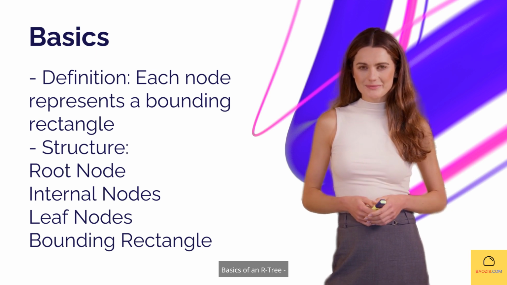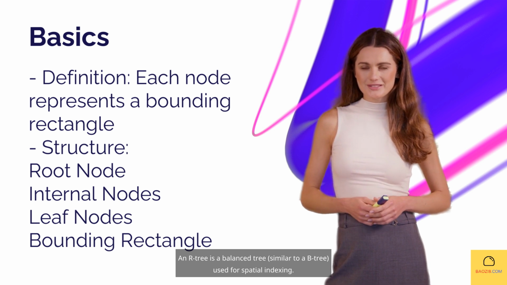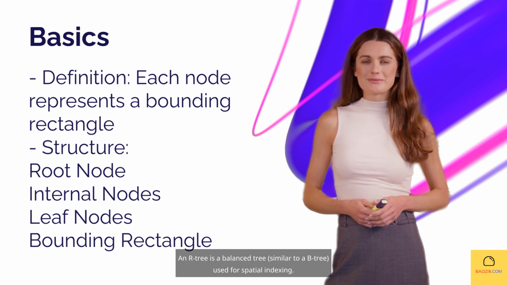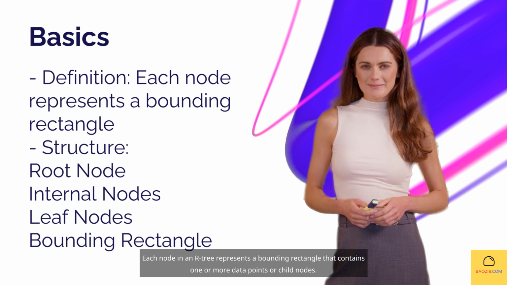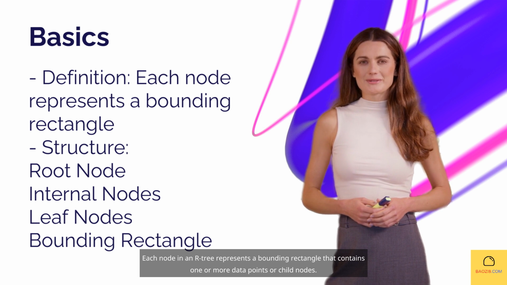Basics of an R tree. Definition: An R tree is a balanced tree, similar to a B tree, used for spatial indexing. Each node in an R tree represents a bounding rectangle that contains one or more data points or child nodes.